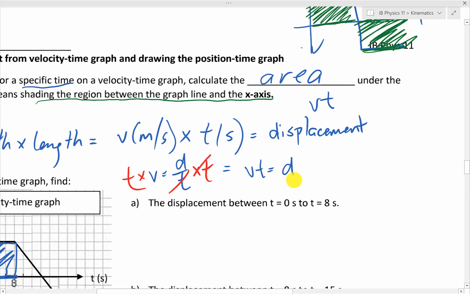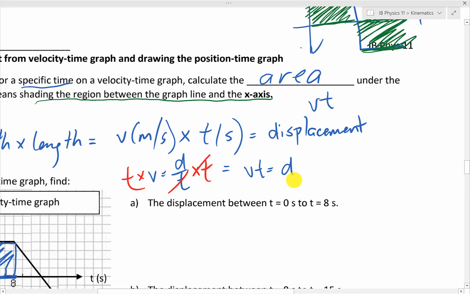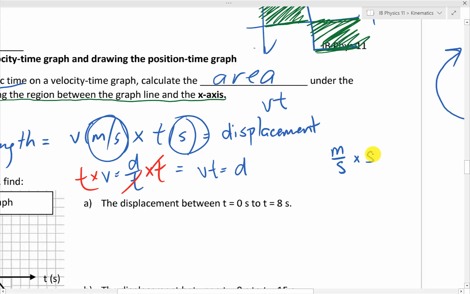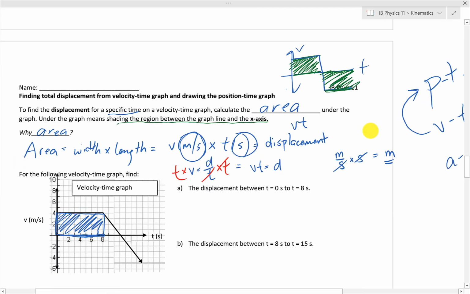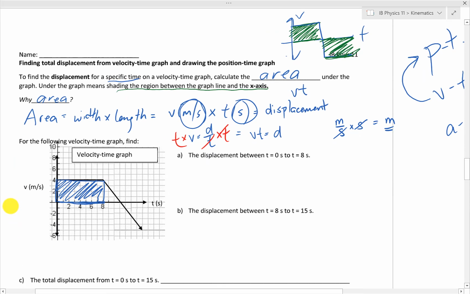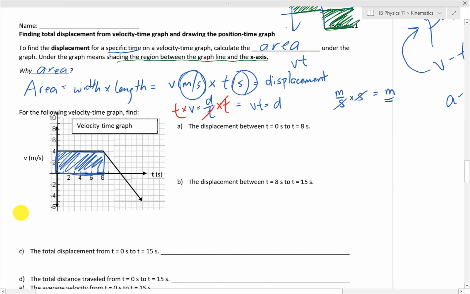And that's the same if you look at the units. If you take meters per second as your unit and you multiply by the other dimension, which is seconds, your seconds cancel, leaving you with meters. So that's the significance of finding the area underneath a velocity time graph.